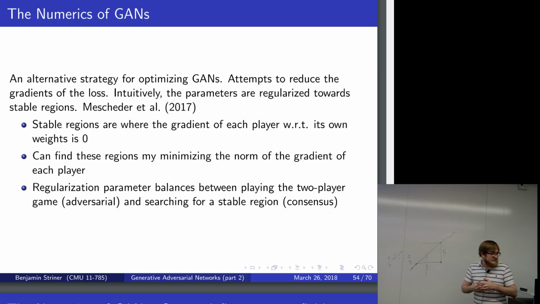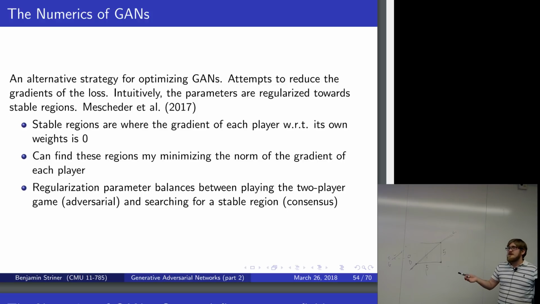It might take more than a few minutes to go through, so I'll try to breeze it. But the numerics of GANs is basically saying that the stable regions are the points where players are equal. That's points where you have 0 gradient for both players. So your ideal region is where, that doesn't mean that you're at a minima or a maxima or anything. That just means you're at a point where nothing's moving. So you can regularize towards those points.